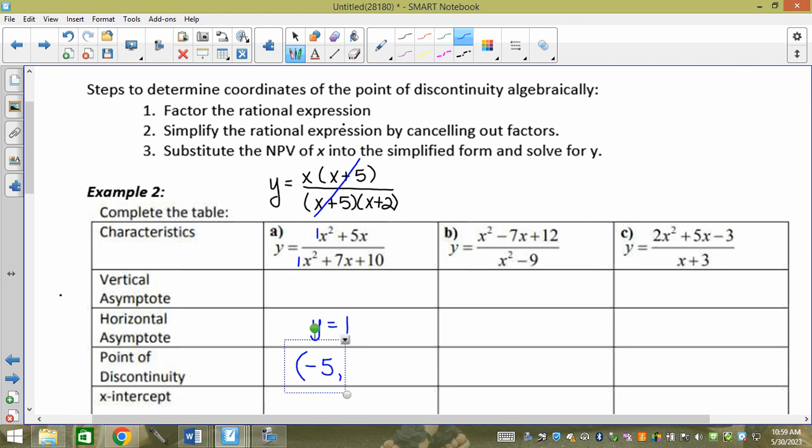So how do I get my y? You plug it back into the simplified version. So we're going to get y equals x over x plus 2 is my simplified version. So when I fill it into that, I get -5 over -5 plus 2. What does that reduce to? It's -5 over -3, which is 5/3. So that's where my point of discontinuity is going to be at.